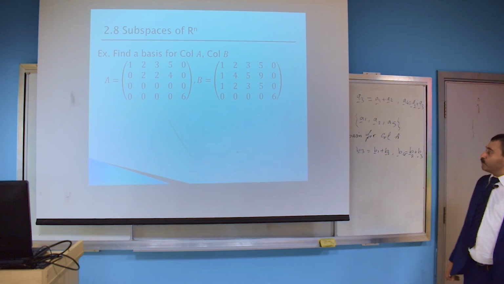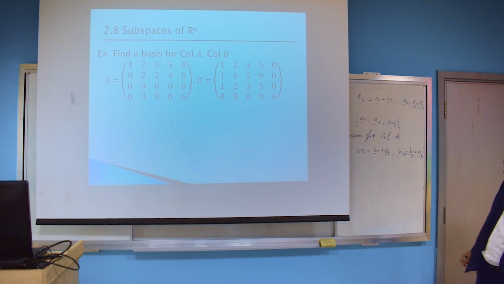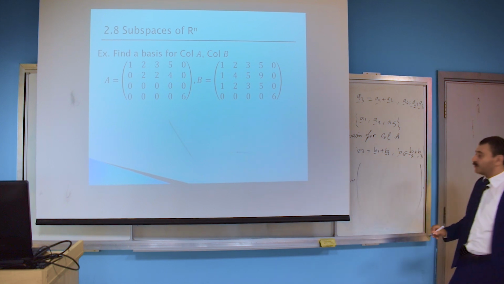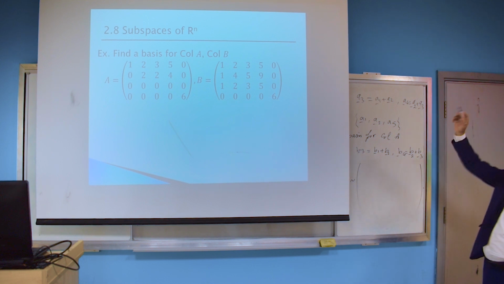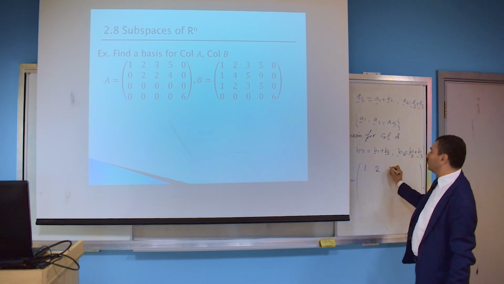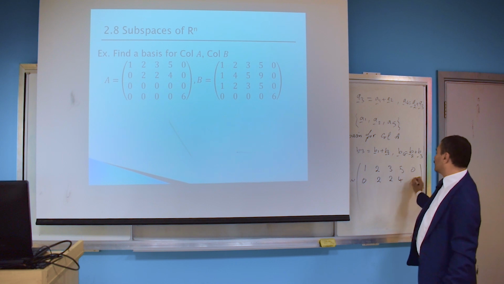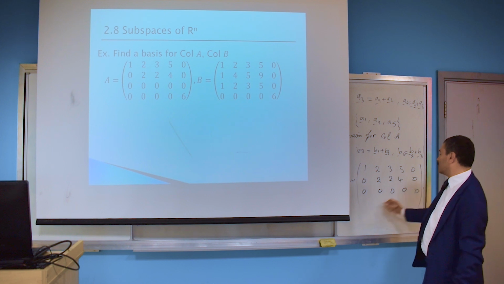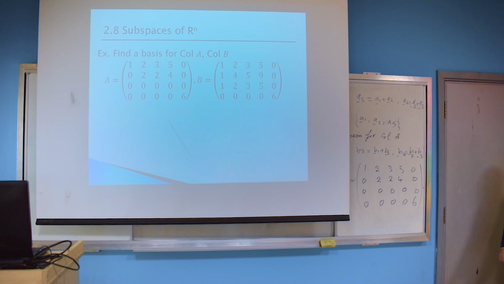So let's do the reduction for the matrix B and see what we get. If we do the reduction, what do we get for the matrix B? Take the first one as pivot and then subtract. So we'll get 1, 2, 3, 5, 0, 0, 2, 2, 4, 0, 0, 0, 0, 0, 0, 0, 0, 0, 0, 6. Right?